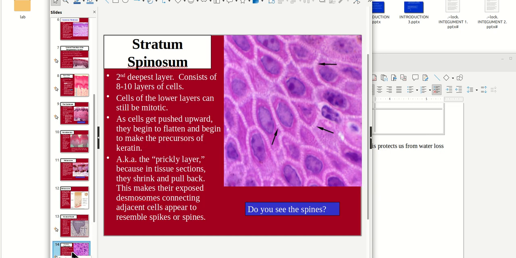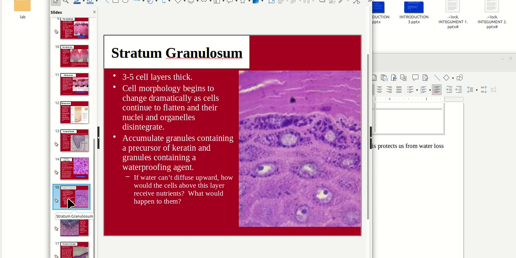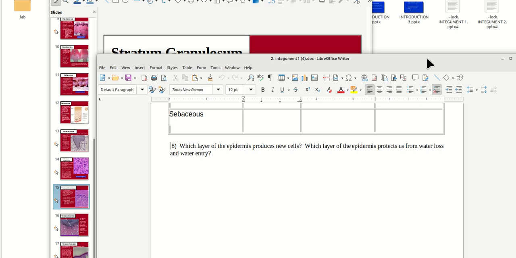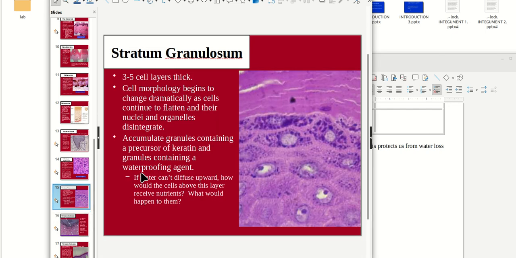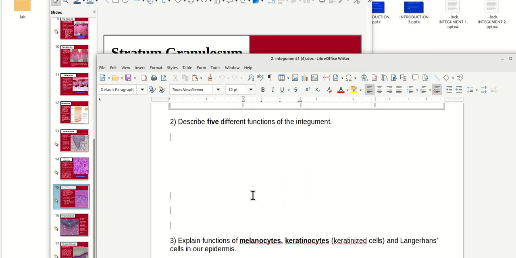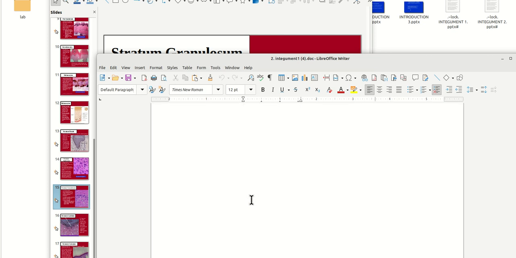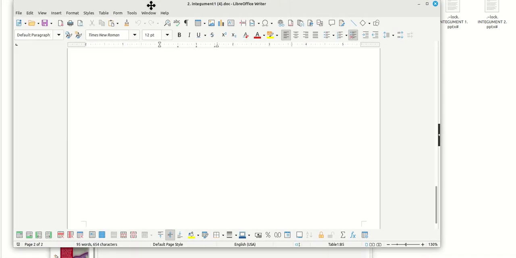All right. Let's see. What were we looking for? I actually forgot. Which layer protects us from water loss? Yes. Waterproofing agent right here. The stratum granulosum. So waterproofing. So that's easy to get. All right, so let's go on. Oh, that's it. This is a short one, so you shouldn't have any problem doing this one. Very straightforward. And number 2. Number 3, not as straightforward.